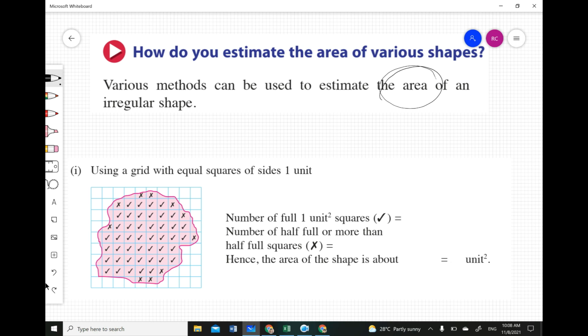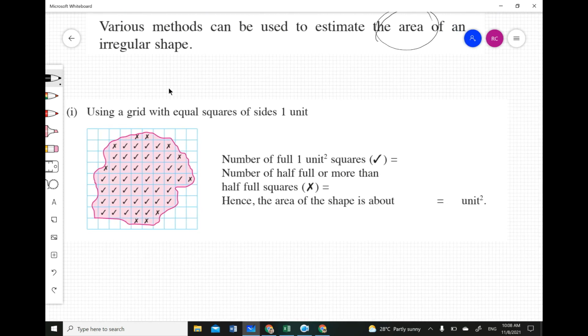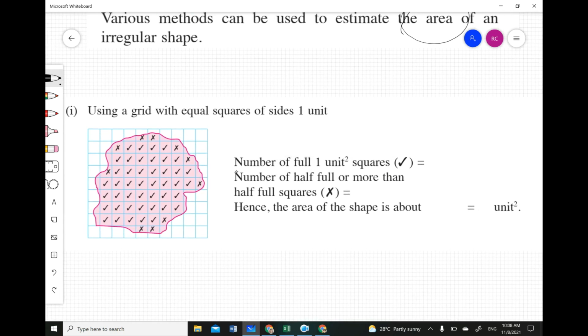If you look at the figure that we have, to estimate the area of an irregular shape like this, you can put it on a grid of squares, each of size 1 unit. So this is 1 unit, and this is also 1 unit. So it's 1 times 1, 1 unit square. So how to estimate it?